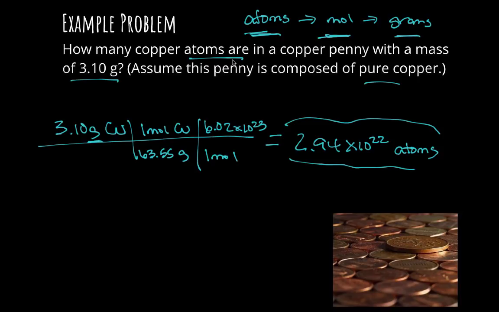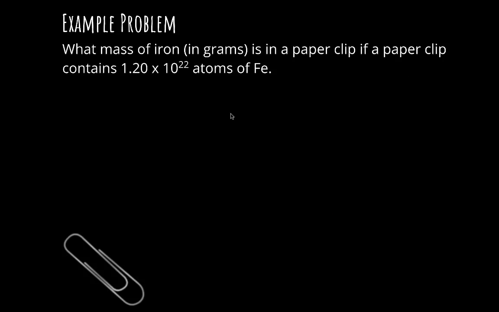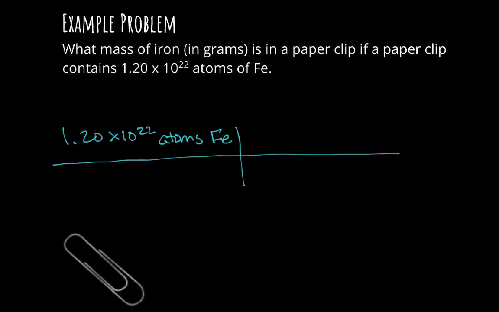All right, our last one says what mass of iron in grams is in a paperclip if a paperclip contains 1.20 times 10 to the 22nd atoms of Fe. Okay, this one we're starting with atoms. We're going all the way to grams. So the first thing we have to do is get rid of atoms.